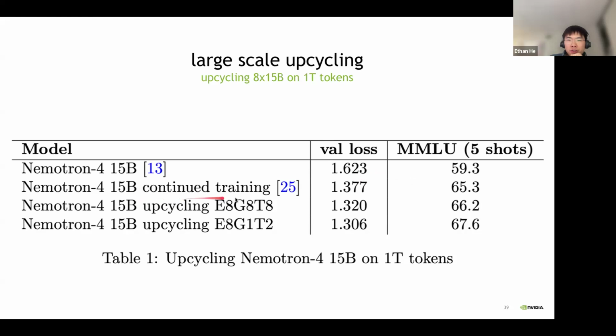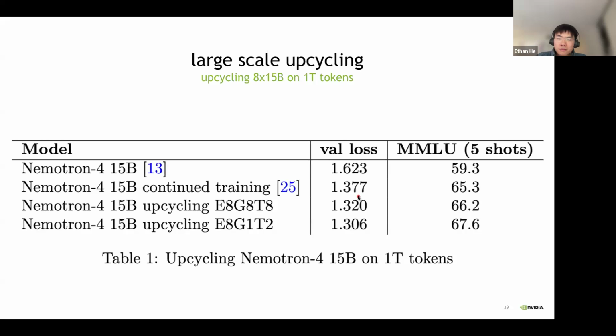So the continuous training model targets more on the academic benchmarks, more to obtain higher performance on the evaluations. So this is roughly 1 trillion tokens, and the upcycling is performed on the same data for comparison. Continuous training is just the dense model continuous training.